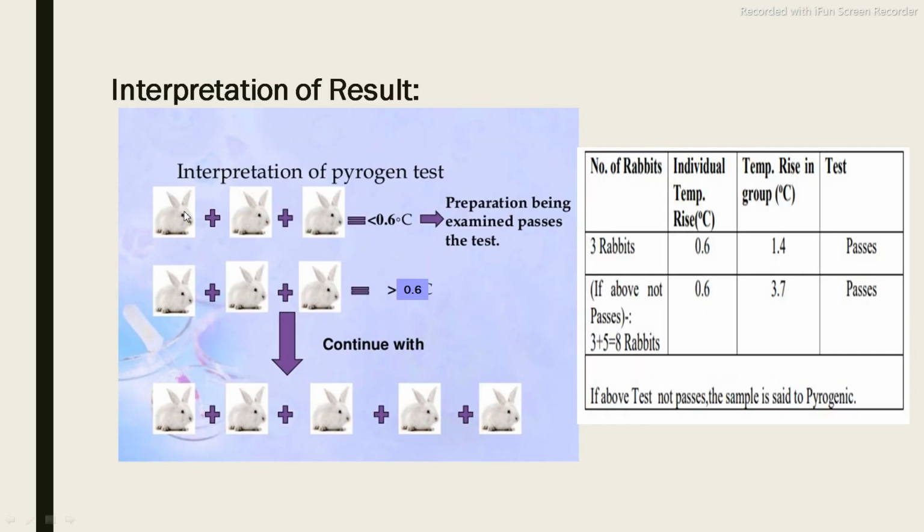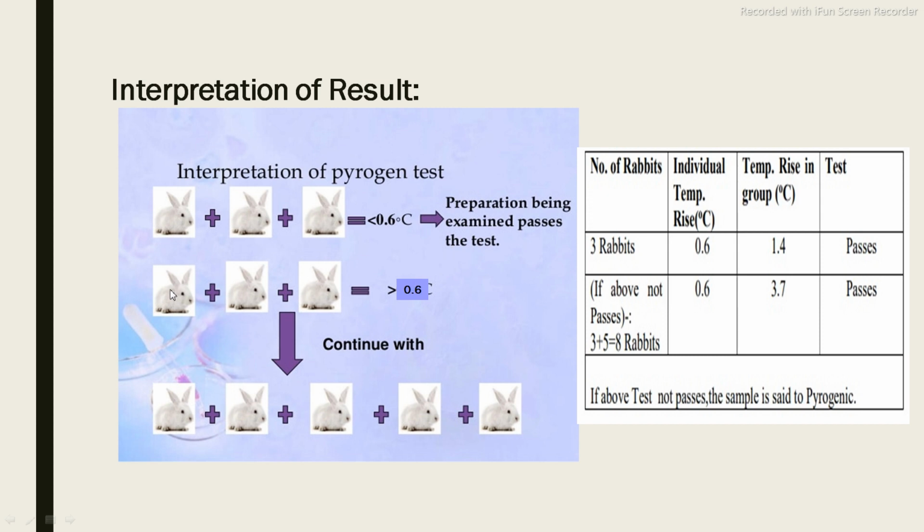In this image you can see a group of 3 animals, and we have to record the temperature of each animal. The rise in body temperature of each animal must be less than 0.6 degrees Celsius. The preparation being examined passes the test if the rise in body temperature is less than 0.6 degrees Celsius, and then it complies with the test for pyrogen.